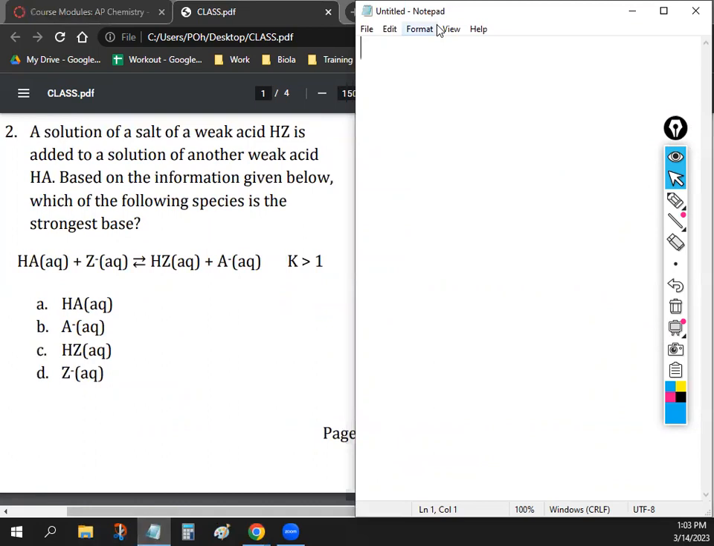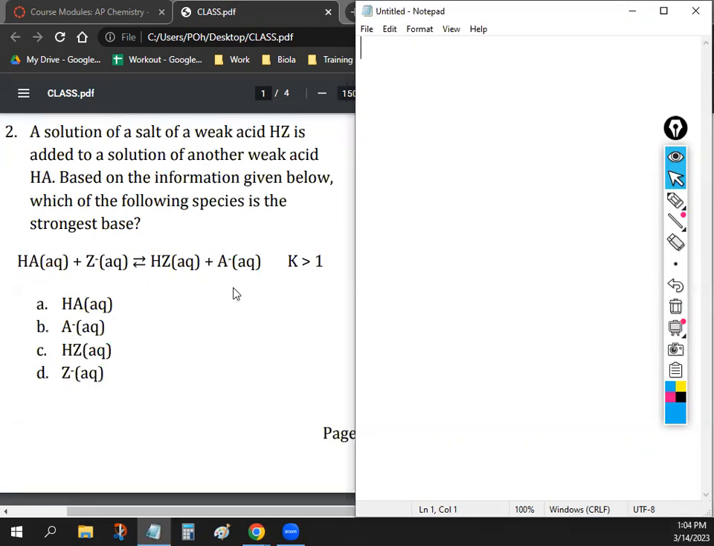All right, let's do number 2. Number 2 is a lot easier, and I will start you guys off, and I want to see if you guys can figure this out on your own, okay? Okay, so we have the solution of a salt of a weak acid. The weak acid is HZ. It's a generic equation. It's added to a solution of another weak acid, which is HA.